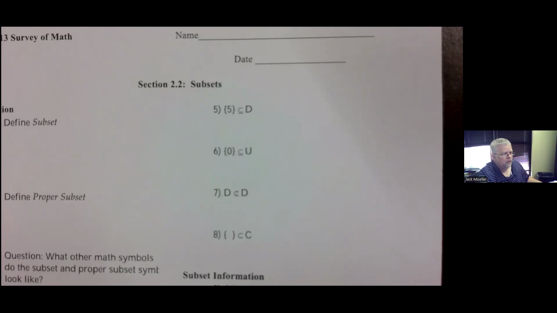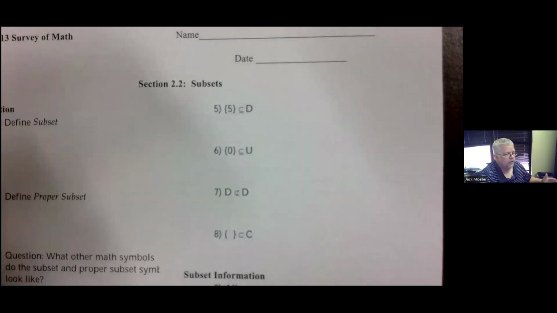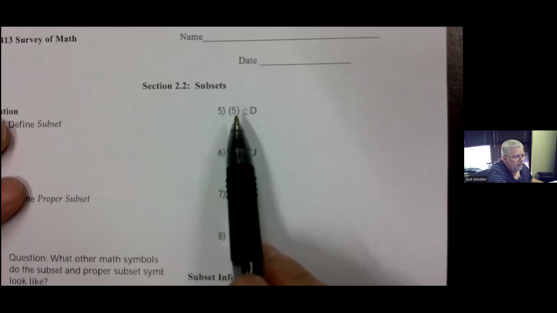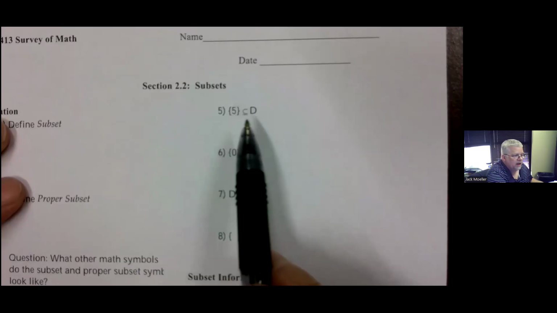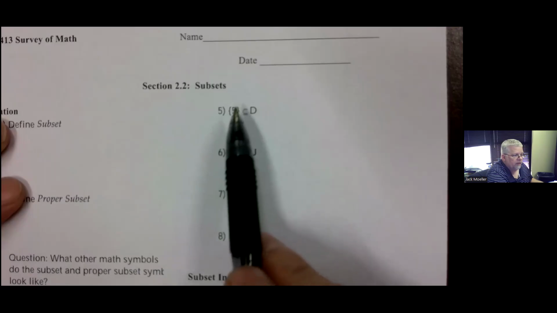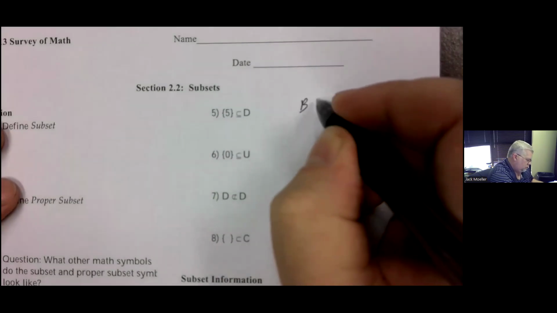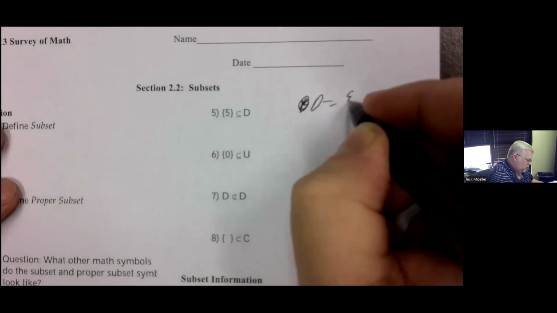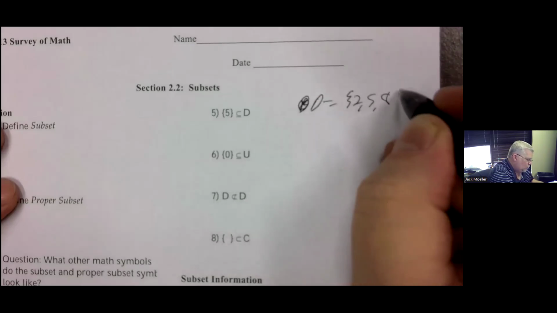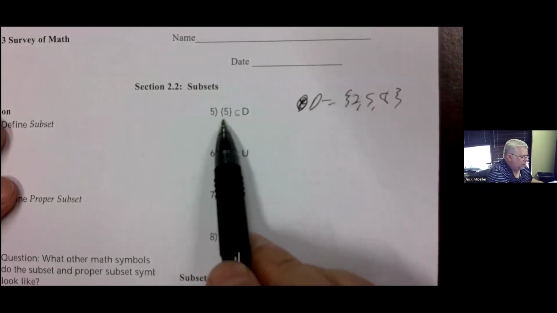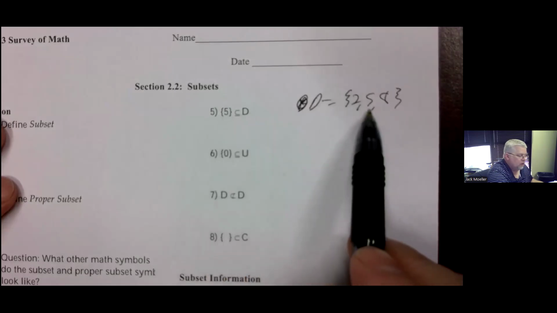All right. So number 5. This is where knowing how to read this is important. This is not the number 5. This is the set where 5 is an element. So is that a subset of D? Does every element in here also in here? Well, we know D is 2, 5, 8. And so the element here is 5. 5 is also in D.